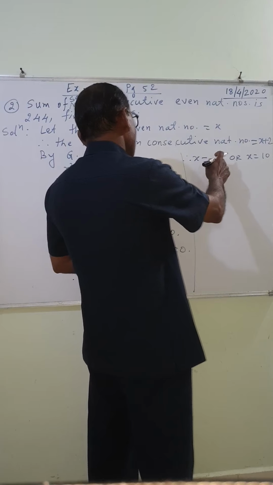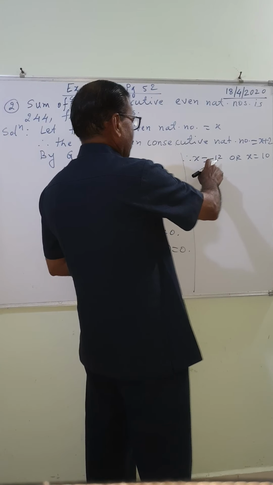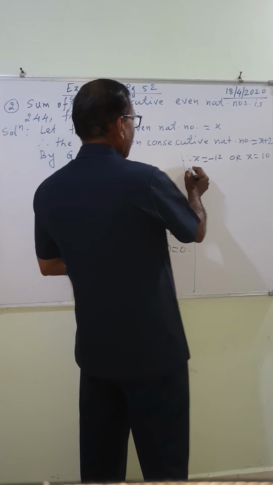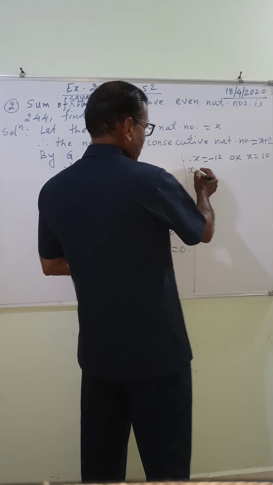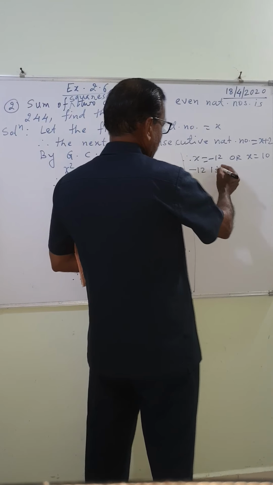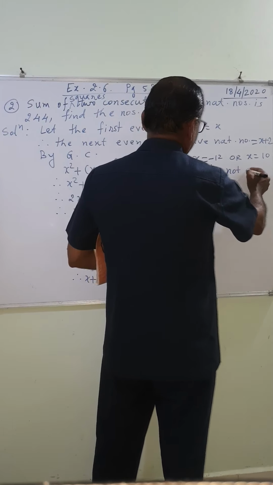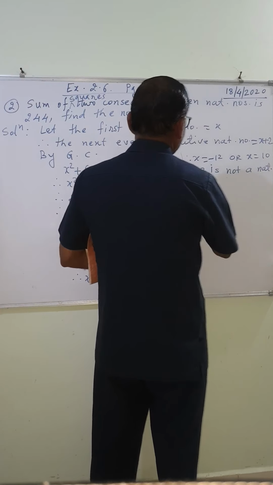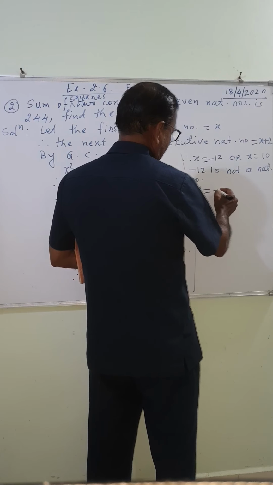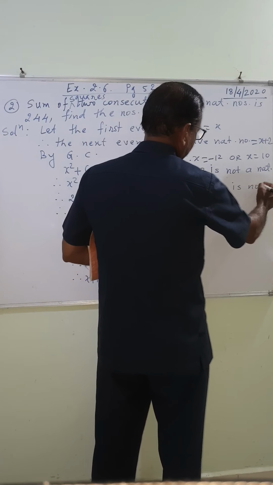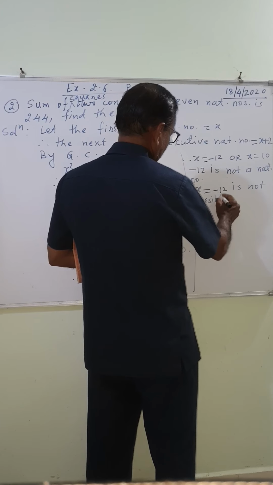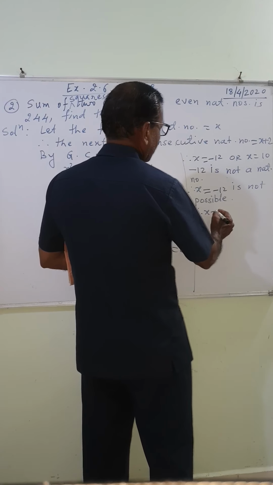Now, minus 12 is not an even natural number. Though it is an even number, it is negative. That means it is not possible. x equal to minus 12 is not possible, because minus 12 is not a natural number. Therefore, x equal to minus 12 is not acceptable. Therefore, x is equal to 10.